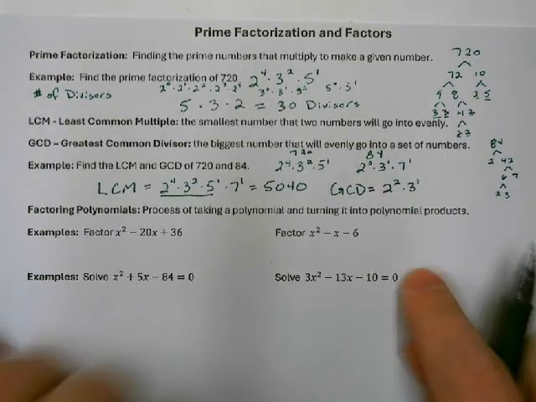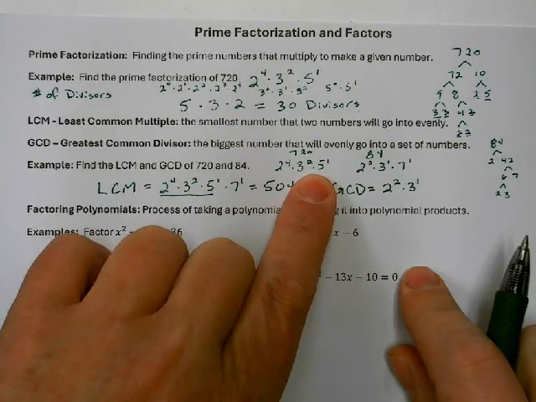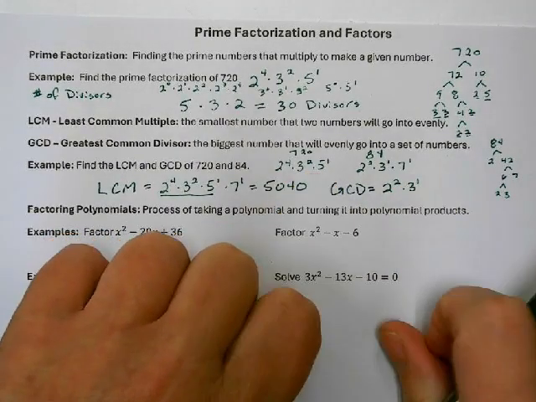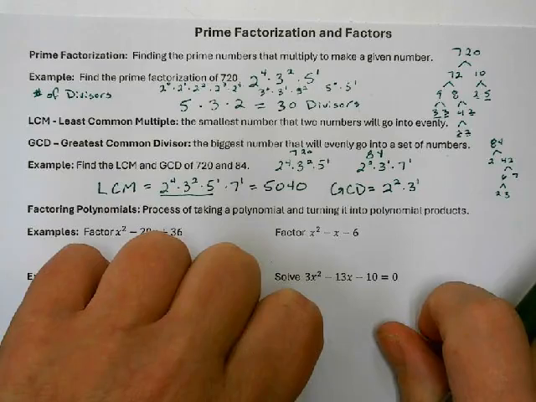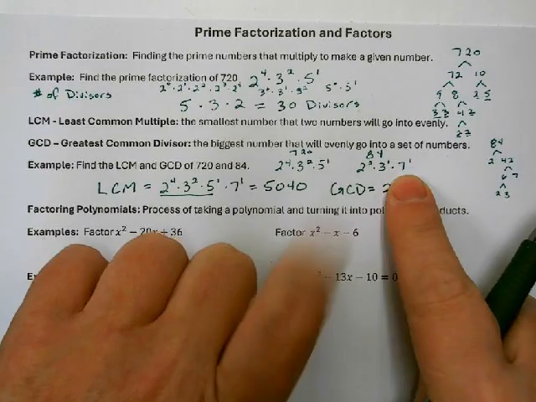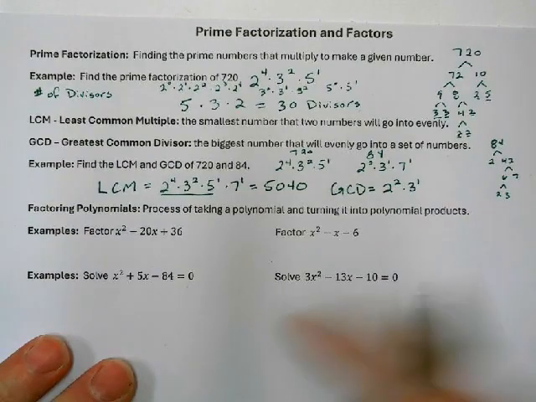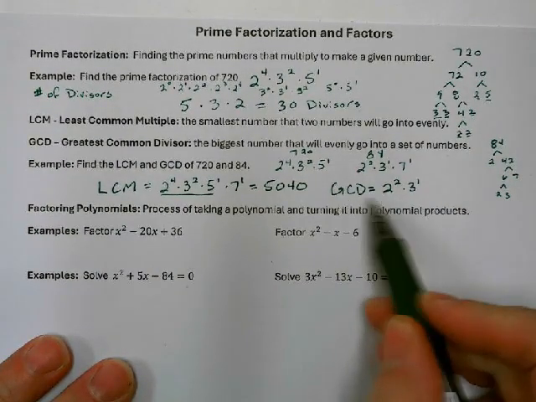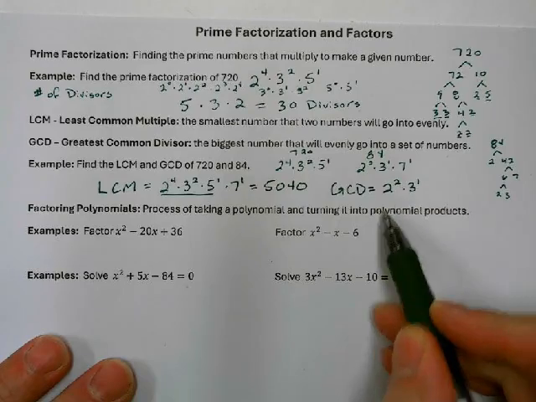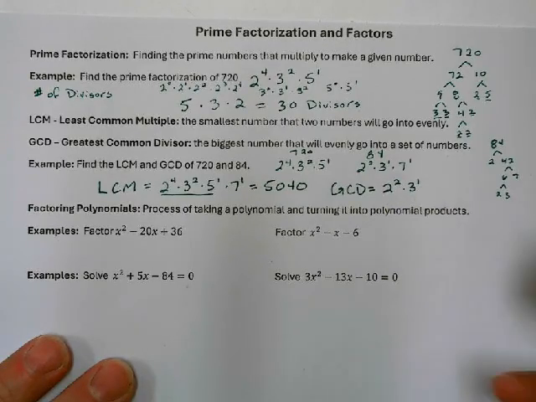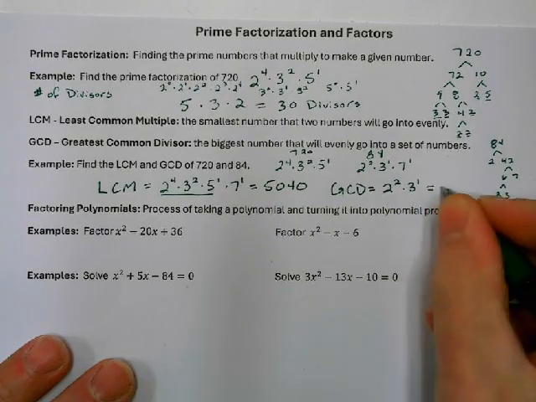This one has a 5, but this one doesn't. So 5 can't be part of my greatest common divisor. This one has a 7, but this one doesn't. So 7 can't be part of my greatest common divisor. Therefore, my greatest common divisor would be 2 to the second, which is 4, times 3. So 4 times 3, the greatest common divisor is 12.